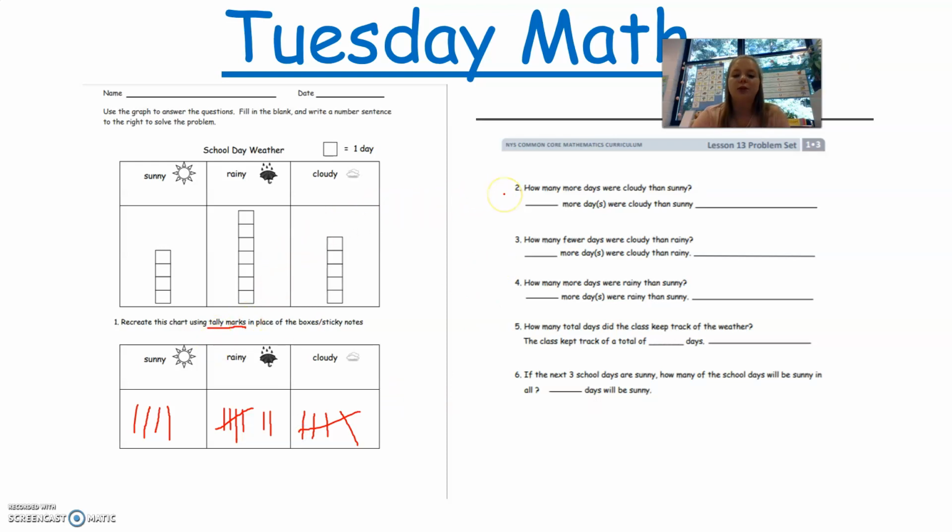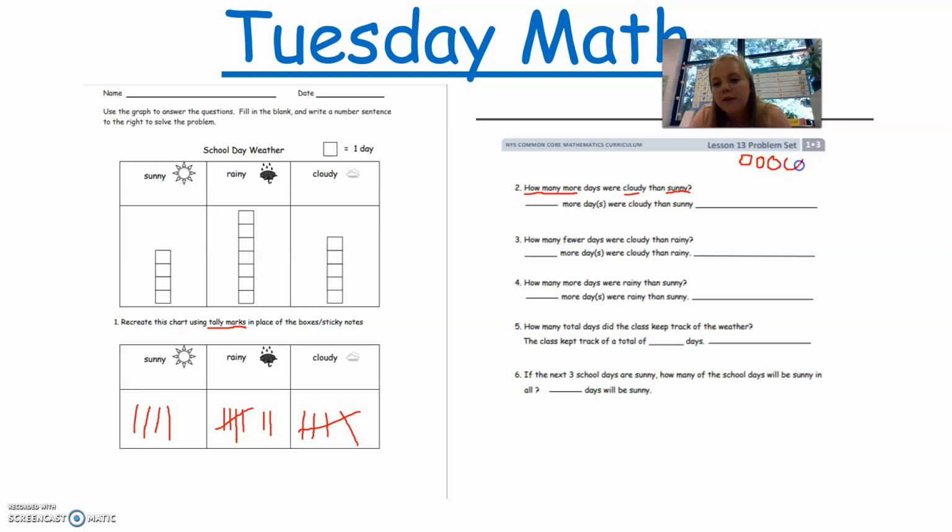Now let's do number 2. Remember, these pages are in your packet, okay? How many more? Okay, so right away I see how many more. So that means I'm going to either subtract or line up my pairs. How many more days were cloudy than sunny? So let's go over here and see. Cloudy, I had 1, 2, 3, 4, 5. So I'm going to start off by drawing circles to line up.